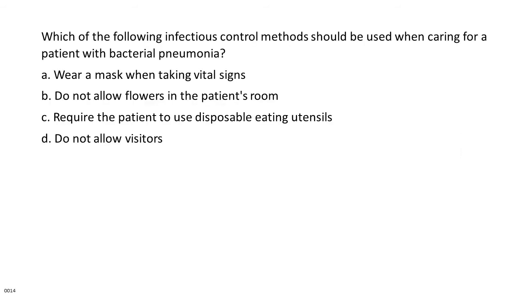Which of the following infectious control methods should be used when caring for a patient with bacterial pneumonia? A. Wear a mask when taking vital signs. B. Do not allow flowers in the patient's room. C. Require the patient to use disposable eating utensils. D. Do not allow visitors.